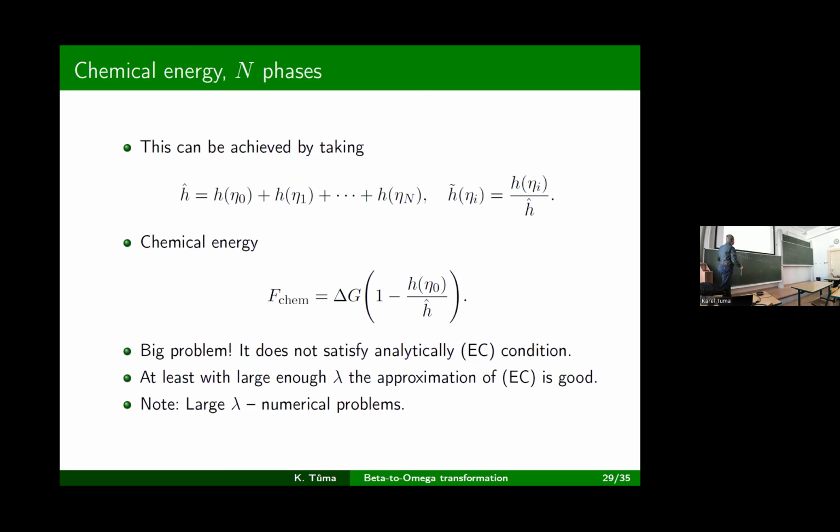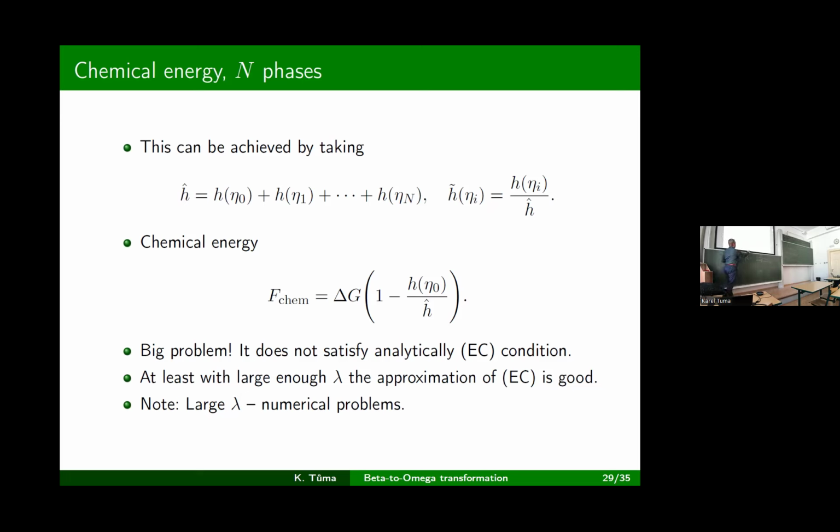So if we do the generalization, this h tilde is just the sum of the original cubic terms, and if we insert it here, we get that the sum of h tilde eta i, i going from 0 to n, is equal to 1. So it makes all omega variants energetically equivalent from the chemical point of view.